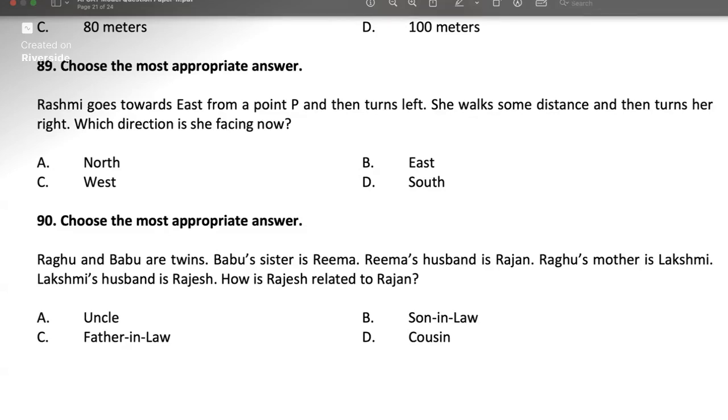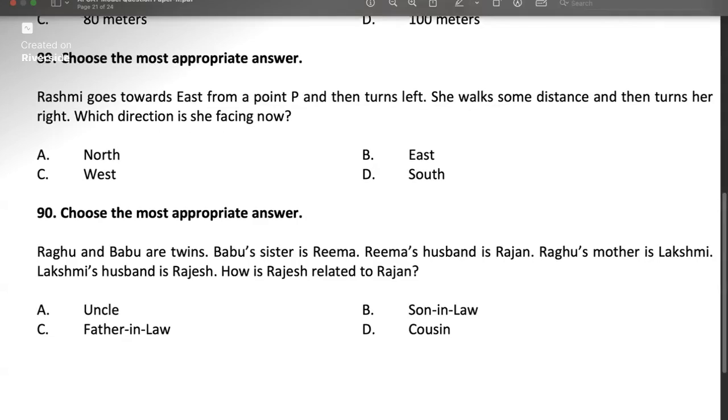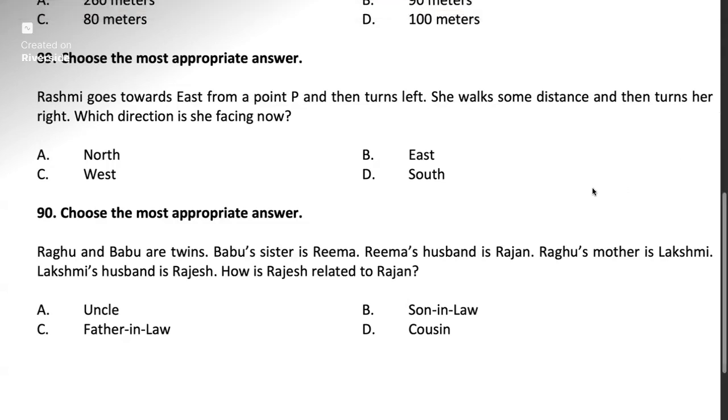Yalini, as usual, please help me out and read question number 90. We were not quite sure if we did this one yesterday, but we'll do this question again. Raghu and Babu are twins. Babu's sister is Reema. Reema's husband is Rajan. Raghu's mother is Lakshmi. Lakshmi's husband is Rajesh. How is Rajesh related to Rajan?